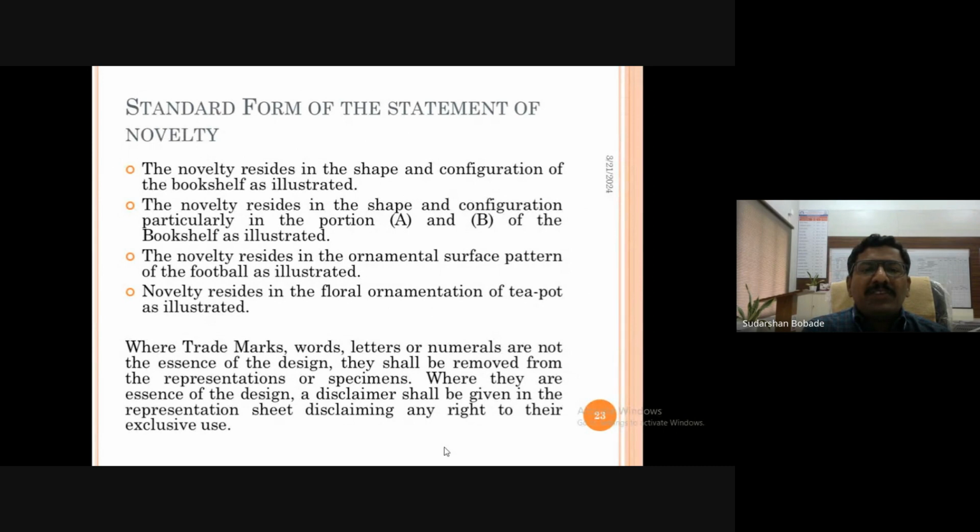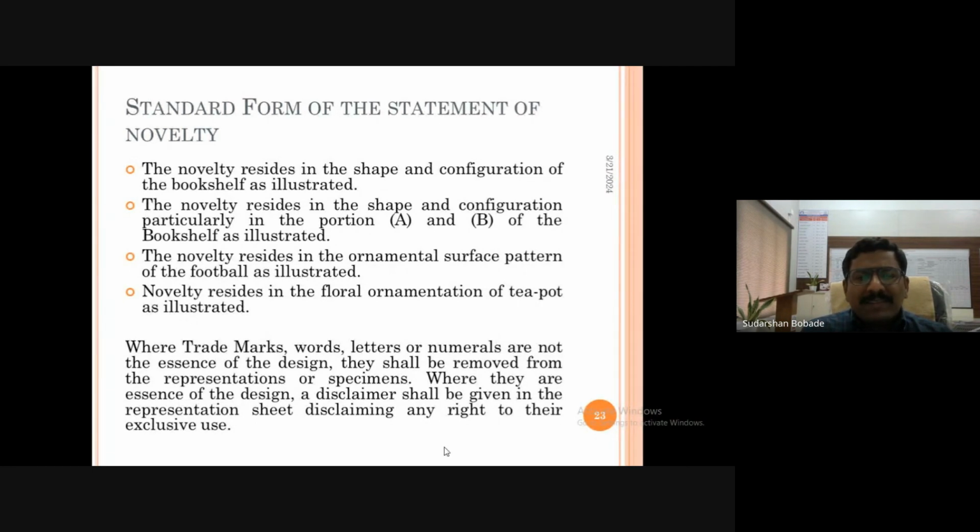Now, the standard form of the statement of novelty. This is a very important part. Try to understand how to mention the things. Whenever we are going for IP, the very important parameter is novelty. So in design, we have to draft the novelty within 1 or 2 sentences maximum. If I'm talking about the bookshelf, suppose the novelty resides in the shape and the configuration of the bookshelf as illustrated. This is the only statement required for claiming the grant.